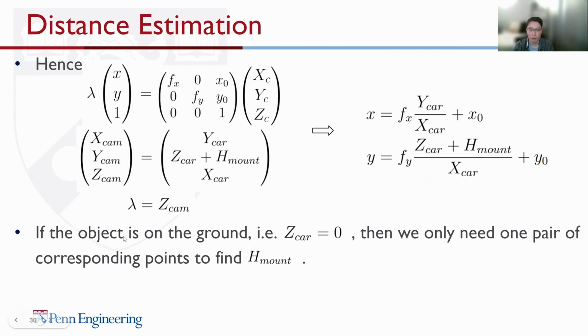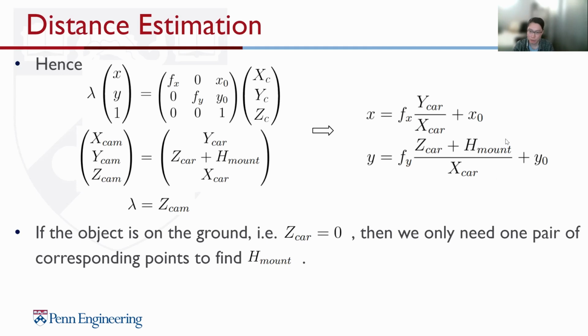And then if the object is on the ground, that's to say Z car is 0, right? Then we only need one pair of corresponding points to find H, because everything else we can get from, for example, focal lengths, from camera calibration, this and this from calibration, this from the corresponding point. There's only one unknown over here. That's the mounting height.